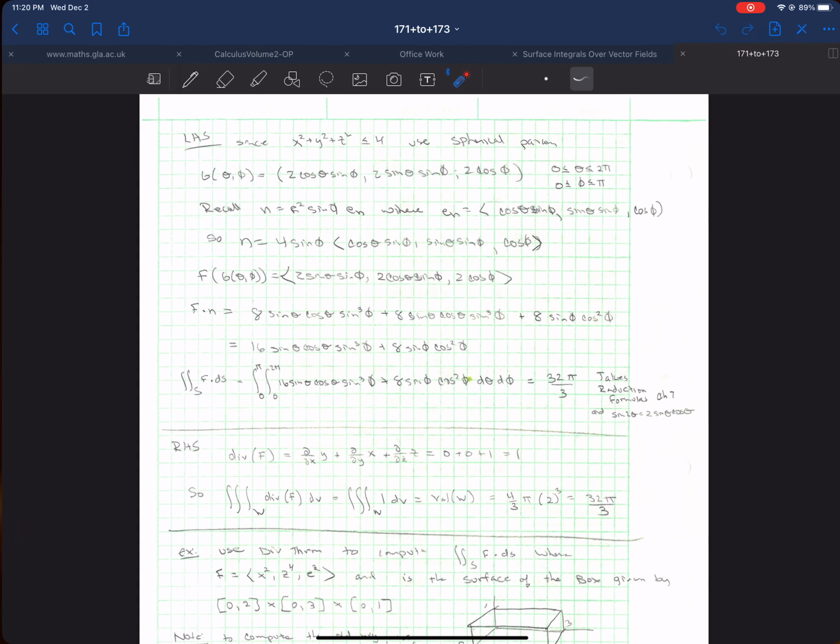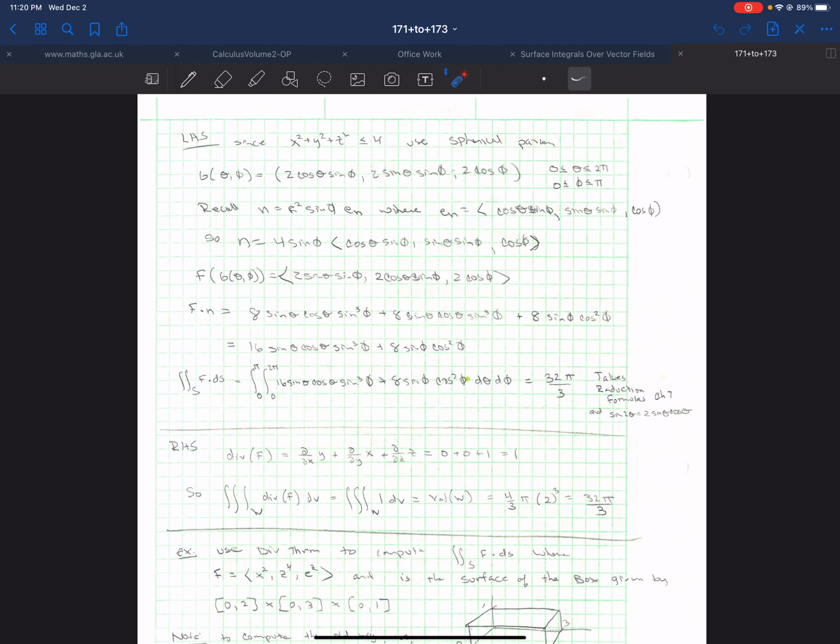But to do this, you have a sine cubed and a sine, where the sine cubed is for phi, and then you've got a sine theta cosine theta. So it takes some reduction formulas and some trig tricks, like sine of 2 theta equals 2 sine theta cosine theta, and some of those formulas to get through it.